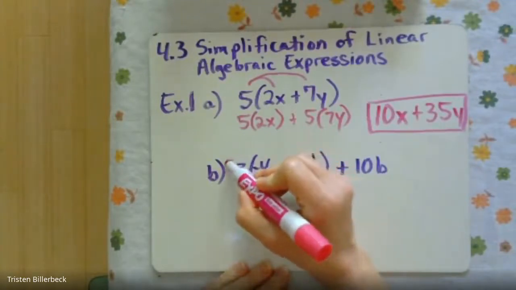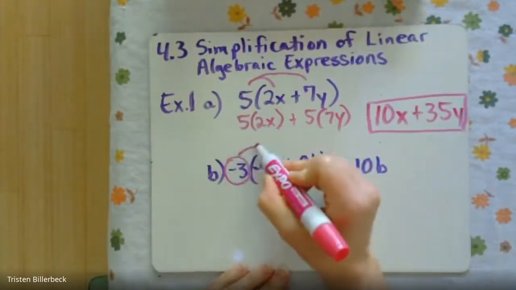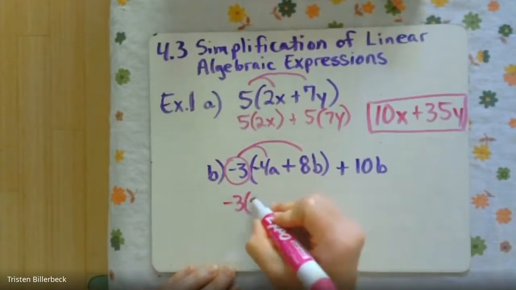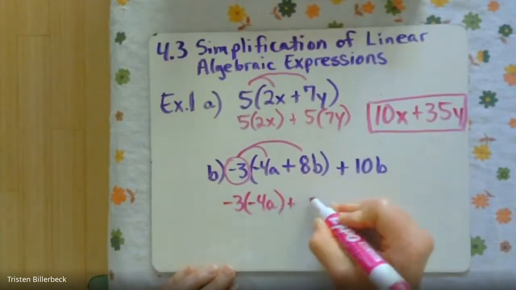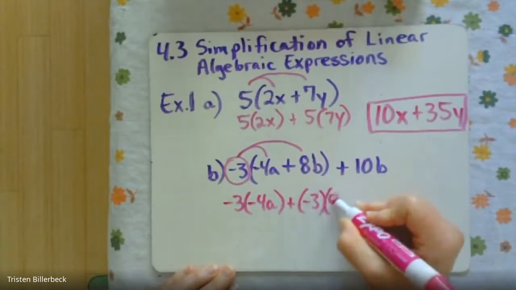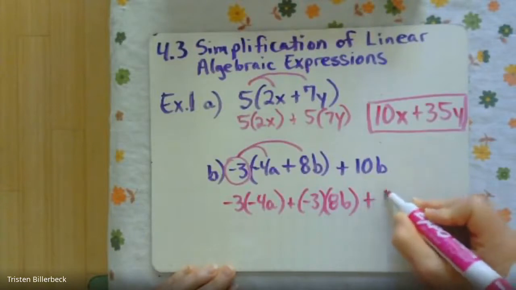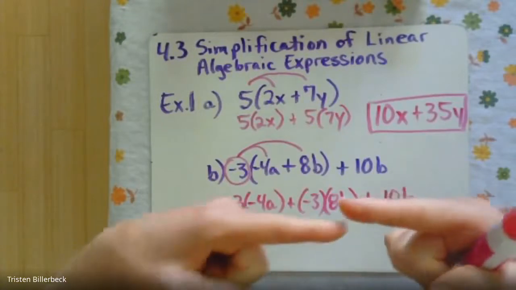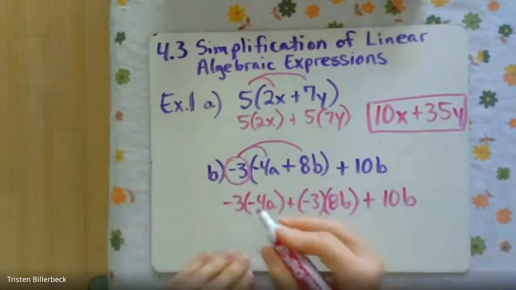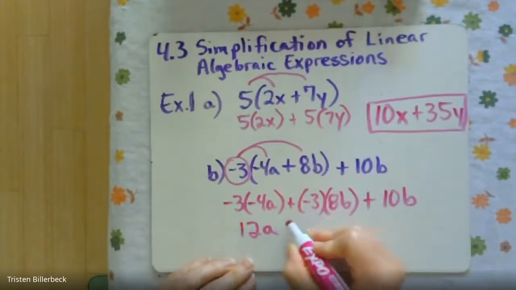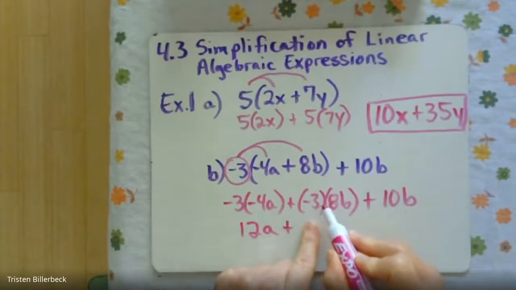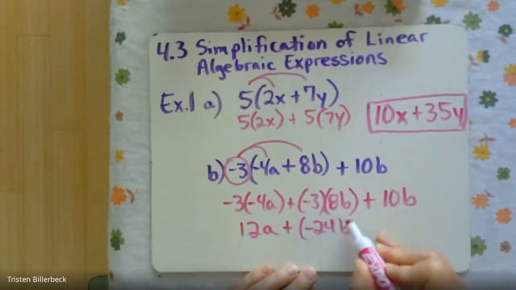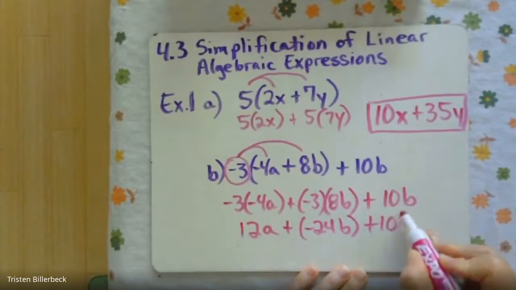So now let's try this one. Well, we'll circle that negative in front of it, and then we're going to distribute both of those. So we have negative 3 times negative 4a plus negative 3 times 8b plus 10b. So negative 3 times negative 4, two negatives make a positive, so we have 12a plus, and then negative 3 times 8 is negative 24b, and then plus 10b.